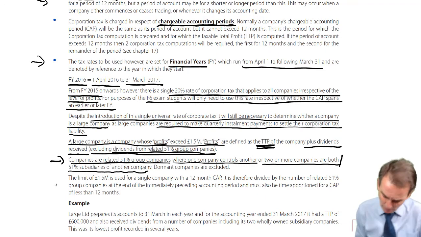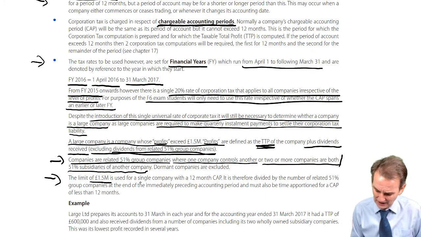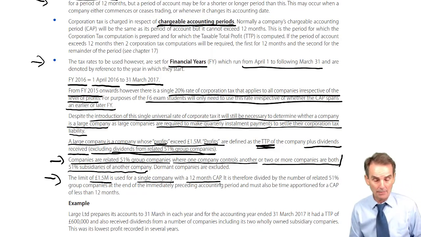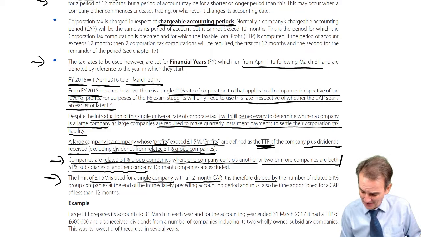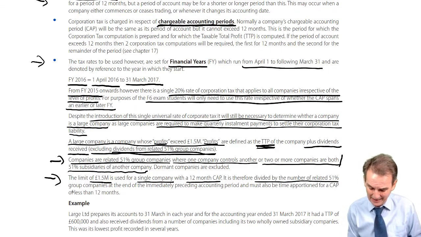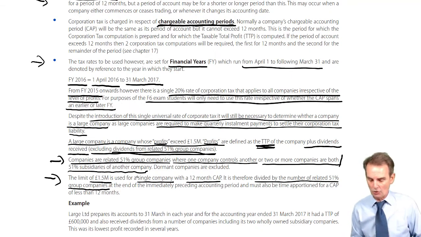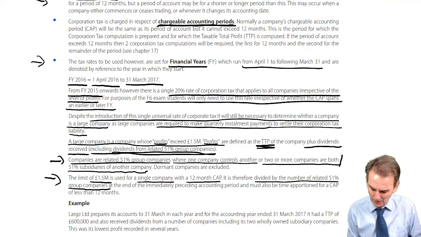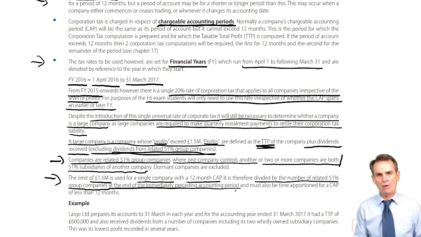Now that is made reference to here. The limit of 1.5 million, that's for a single company with a 12-month chargeable accounting period. So as we said, it would be divided by the number of related 51% group companies. That number, by the way, in case the group structure is changing, is the number of such companies at the end of the immediately preceding accounting period.